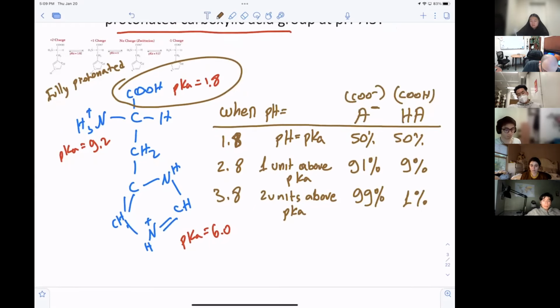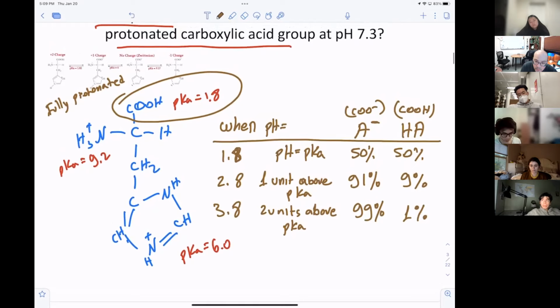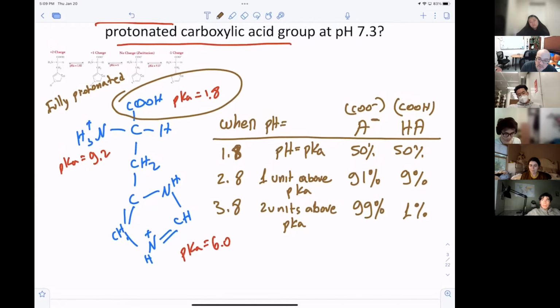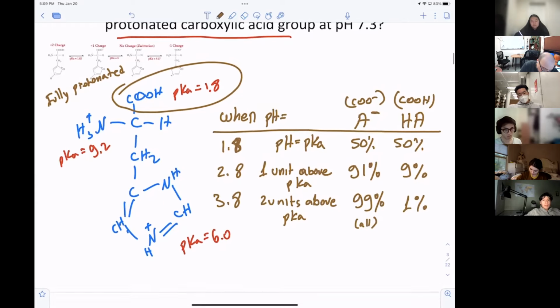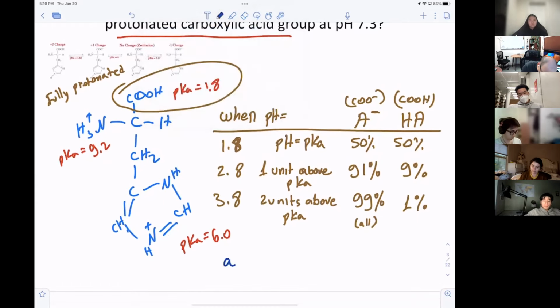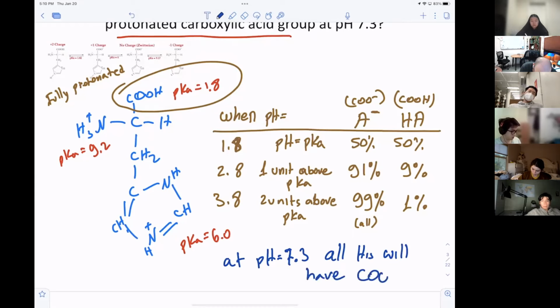So we can say that at pH 3.8, 99% of the carboxylic group will be deprotonated. Right? In our class, when we say 99%, we can say all. Okay? That's fine. So just say all. So what happened at pH 7.3? pH 7.3 is way above the 3.8, two units, right? So we can say that at pH 7.3, all the histidines in this solution will have the deprotonated form.